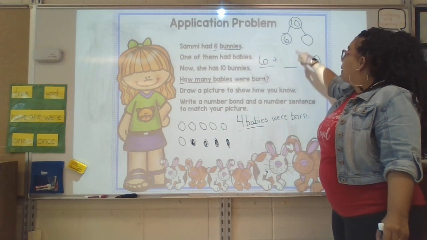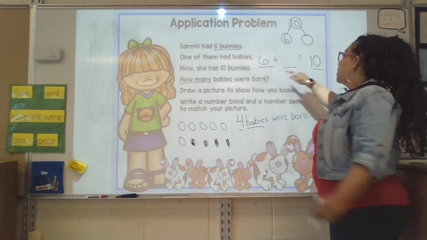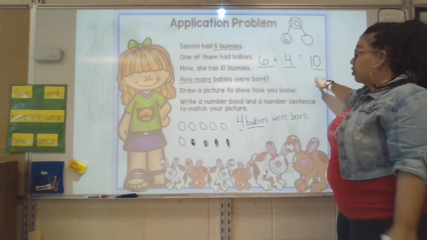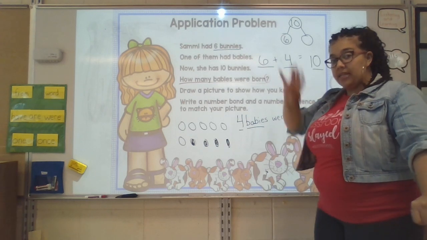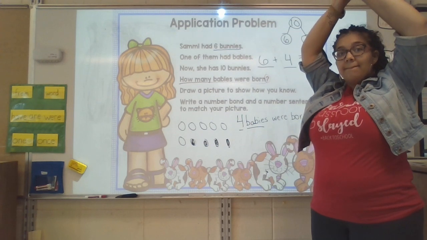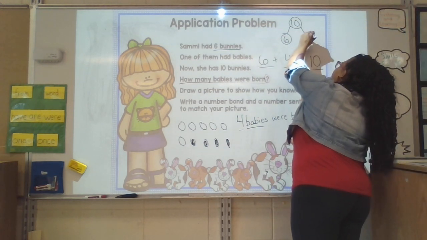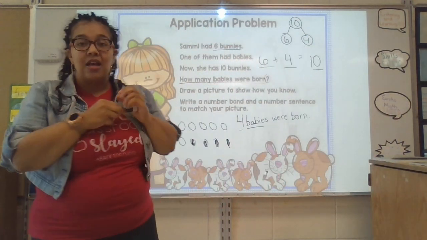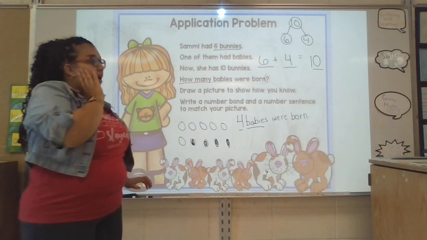Let's return to our number sentence and our number bond. So 6 bunnies that she had plus 4 babies born is equal to the total number of 10 bunnies. So my first part is 6. My second part we found is 4. 6 and 4. You tell me the answer. 10. Excellent. So 6 bunnies and 4 more bunnies is 10 bunnies. Awesome job. Alright, so now we've completed our application problem.